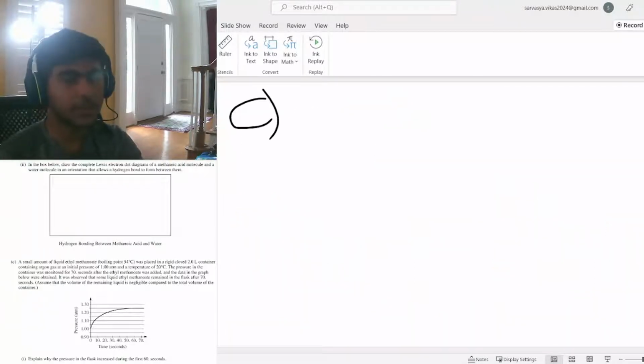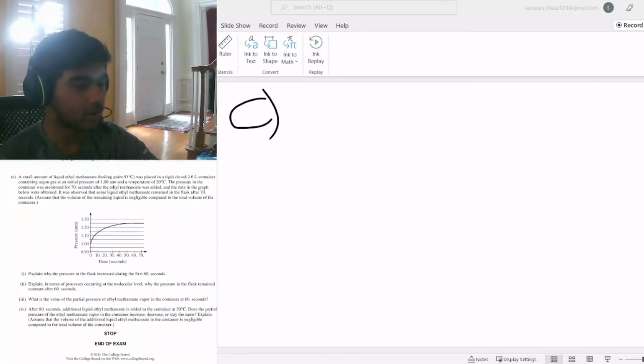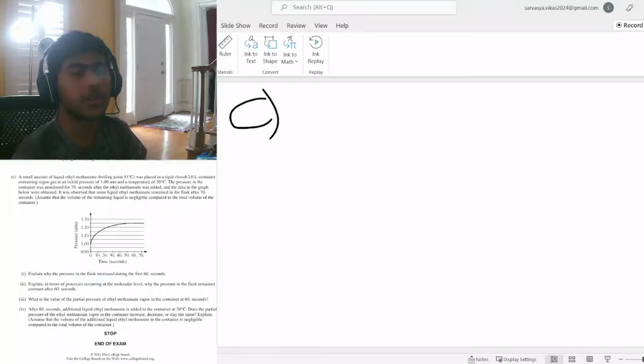Part C is, actually scroll down so we can see it better. Alright, part C, a small amount of liquid ethyl methanoate, boiling point 54 degrees Celsius, was placed in a rigid closed 2-liter container containing argon gas at an initial pressure of 1 atmosphere and a temperature of 20 degrees Celsius. The pressure in the container was monitored for 70 seconds after the ethyl methanoate was added, and the data in the graph below were obtained. It was observed that some liquid ethyl methanoate remained in the flask after 70 seconds.